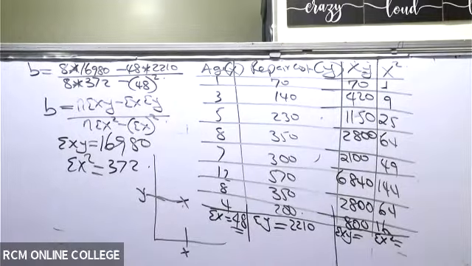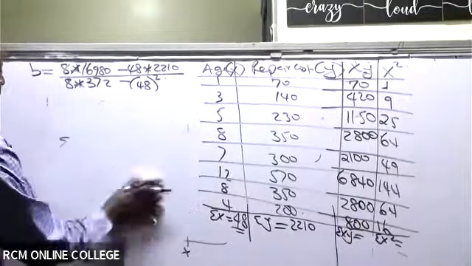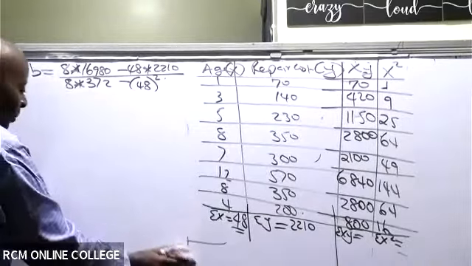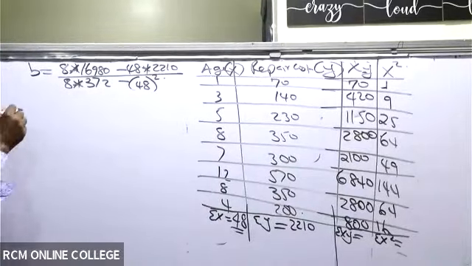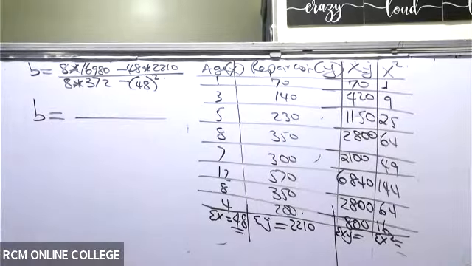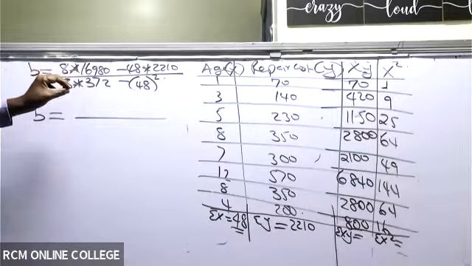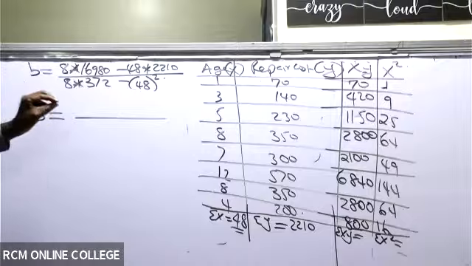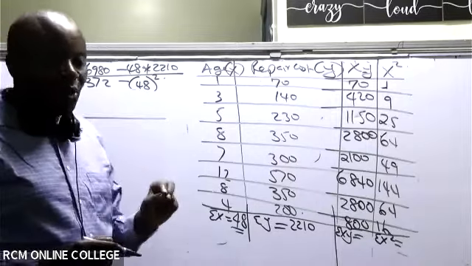Now from there, ladies and gentlemen, please move slowly, like a tortoise. Get the value of the numerator for me. Is there someone who is able to give me the numerator value? Take 8 times 16,980 minus 48 times 2210. Then you give me the numerator first, I write it down.